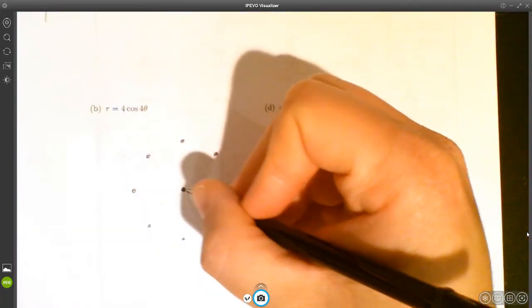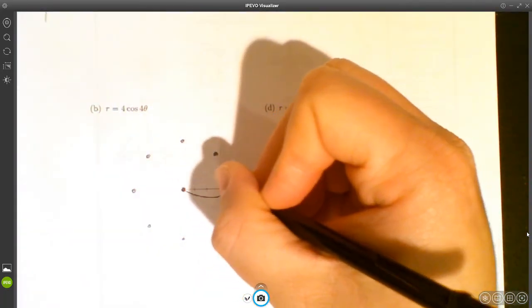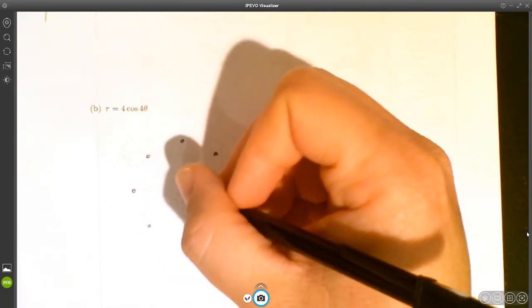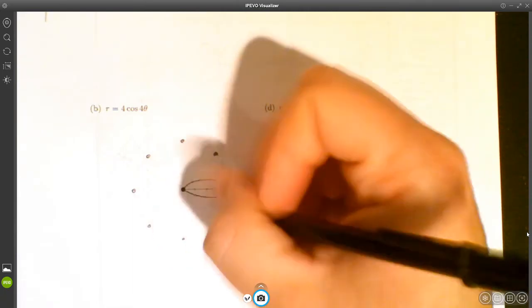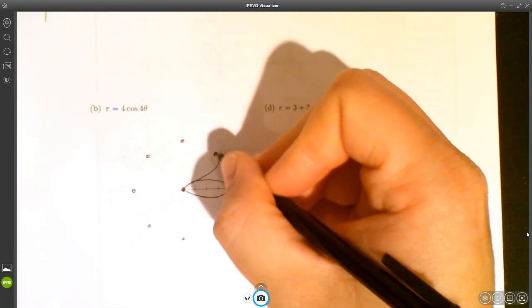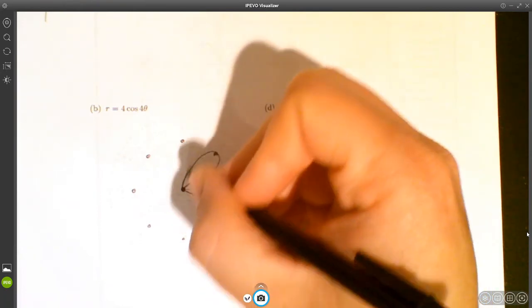But yeah, so this is a rough sketch of what this thing is going to look like. I don't know exactly. I would have to do some more work to figure out in what direction these things happen. I'm just going to piece it all together like this.